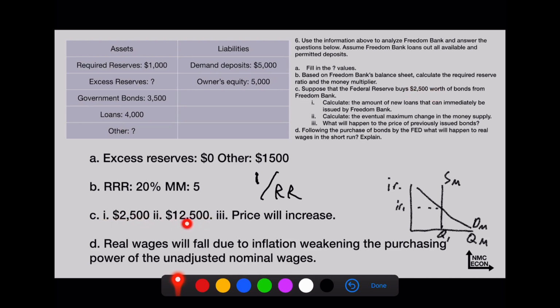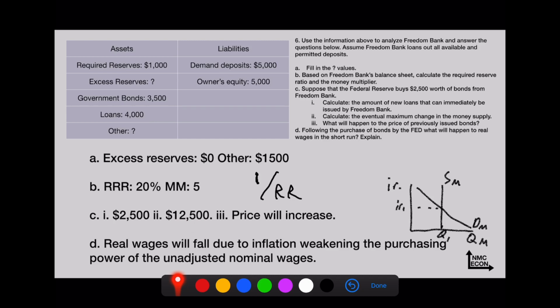How much new money can be created by this? Well, it's $12,500. How did I do that? I took how much new loans they could make, and through fractional reserve banking, assuming everybody loans out as much as they possibly can, all the banks do, you multiply it by 5, and 5 times 2,500 gives you 12,500.